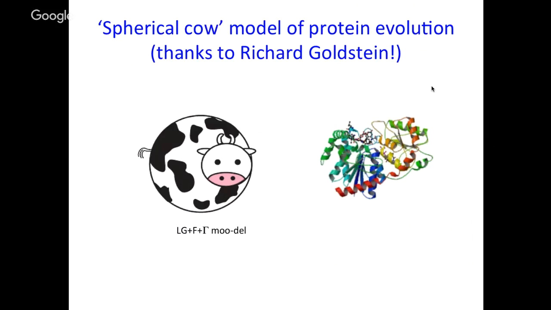So how can this model be wrong? I'm going to go through some specific ways in which this model is known to not adequately capture the process of protein evolution. I refer people to the other Phylobabble talks that have dealt with this issue previously. There's a number of really interesting ones. Richard Goldstein's is the one that deals specifically with some of the issues of protein structure that I'm going to discuss here today.